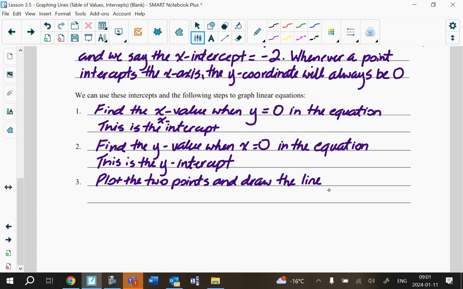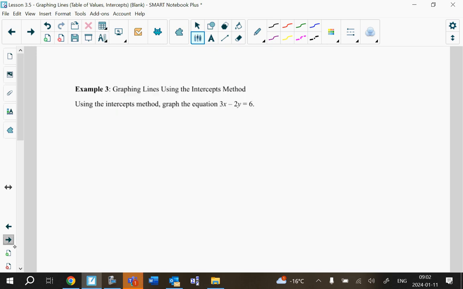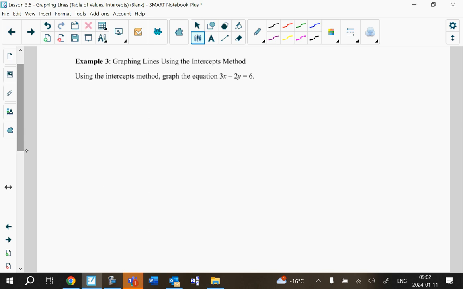So as an example, using the intercepts method, here we have an equation. It's got an X and Y in it, which means it's going to be a slanted line when we graph it. Except we just don't know which way it slants or how steep or flat it is. Okay, so we've got to get a couple of points in order to do that.